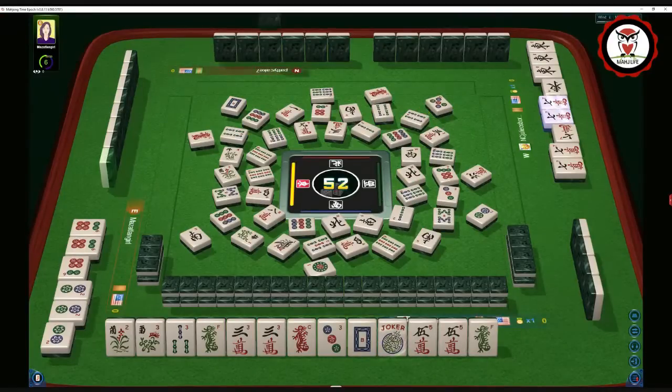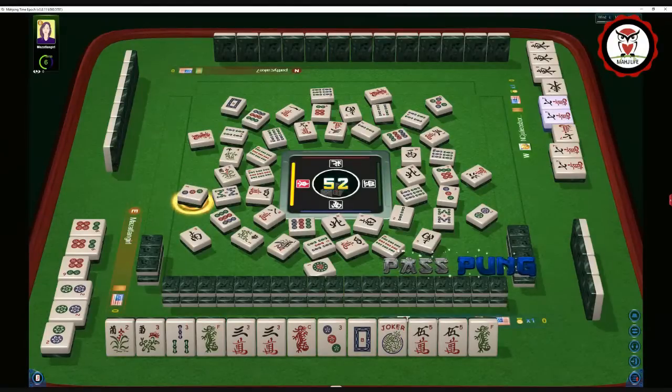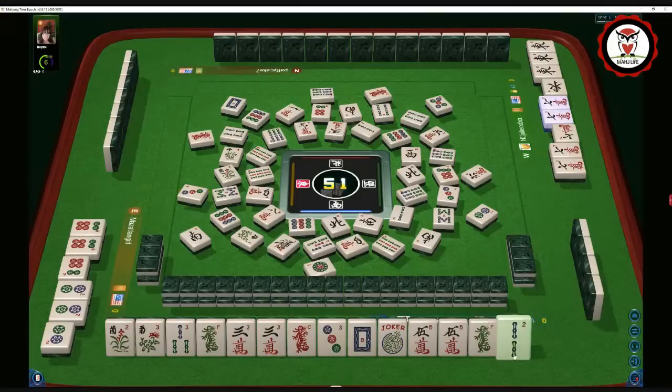5 dots. Maybe the last game we could play with robots. 3 dots. I just kind of forgot about that. Okay, so we're going to pass. 2 bamboos. We have a pair of 5 cracks that we do not need. We probably should let these go pretty soon.